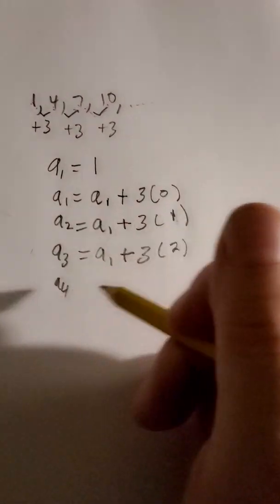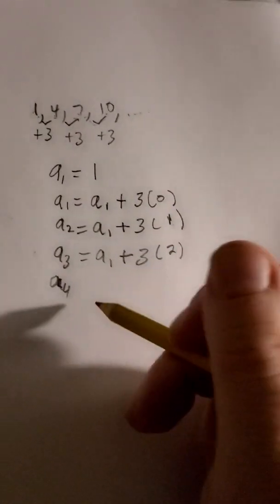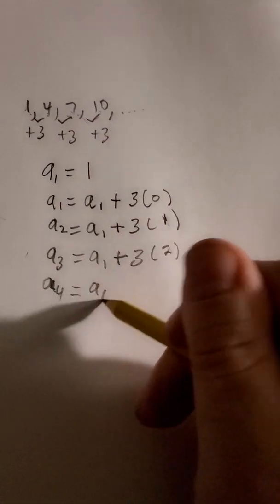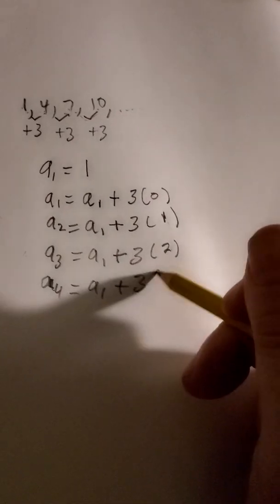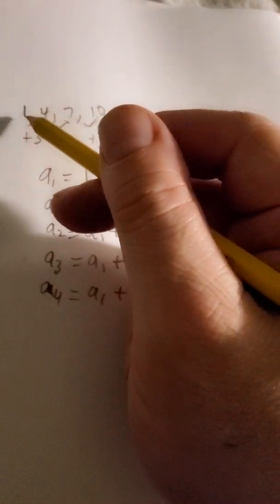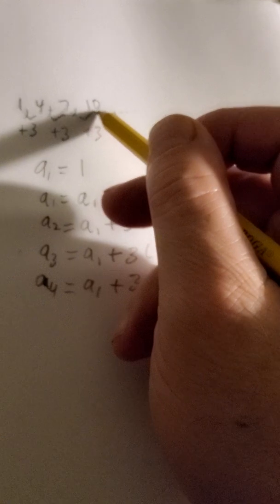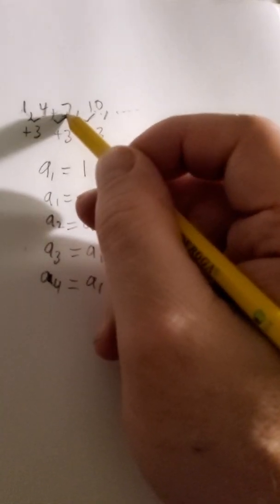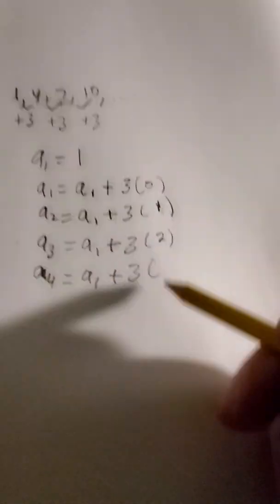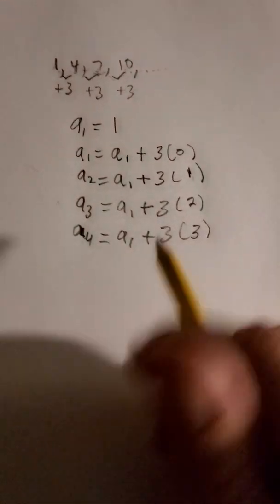And A sub 4 equals A1 plus the common difference, times how many positions have we moved to get to 4 positions? 1, 2, 3. From here to here is 1 position. From here to here is another position. And from here to here is another. So it's only 3. Well, now I can generalize that.